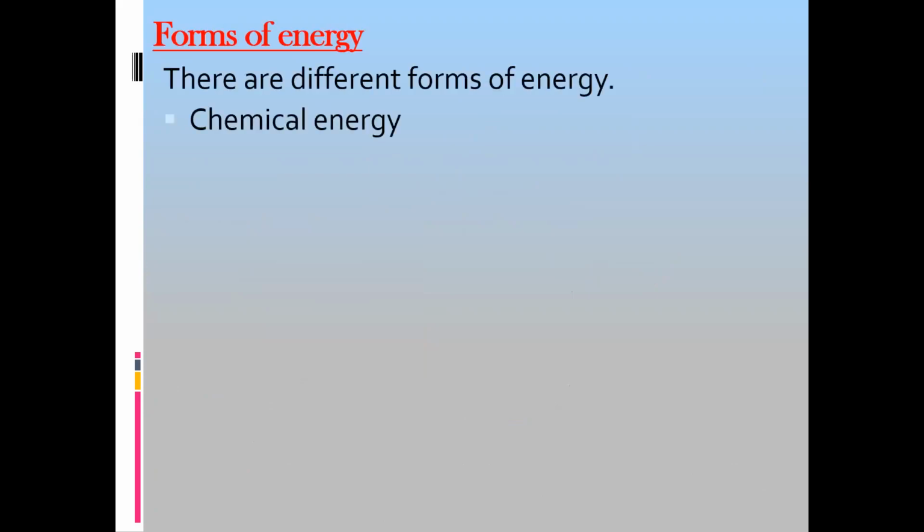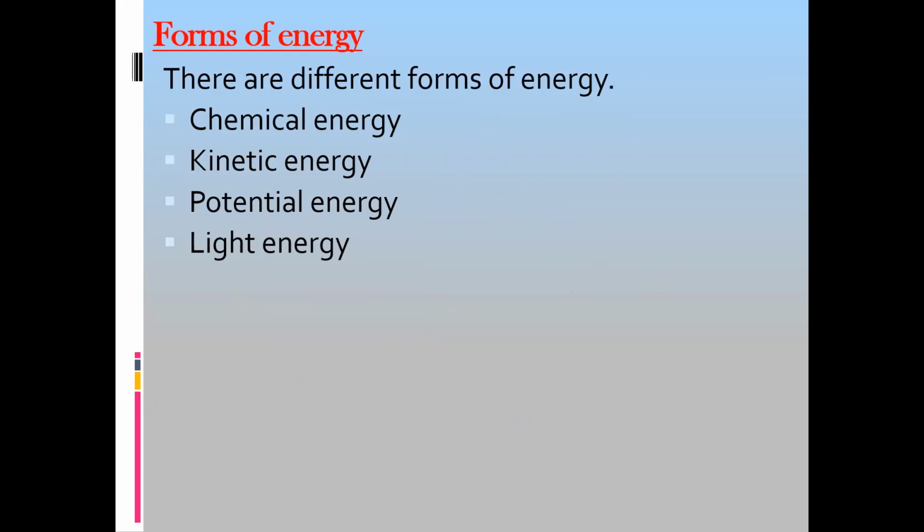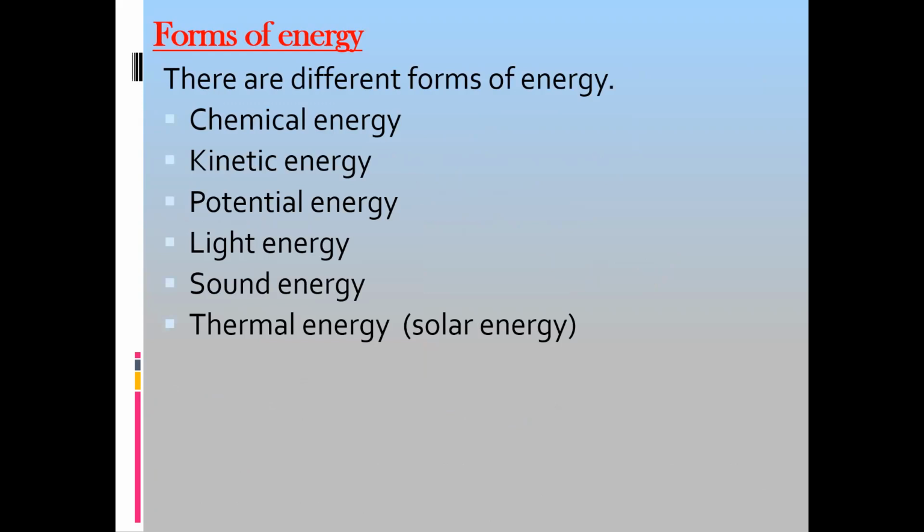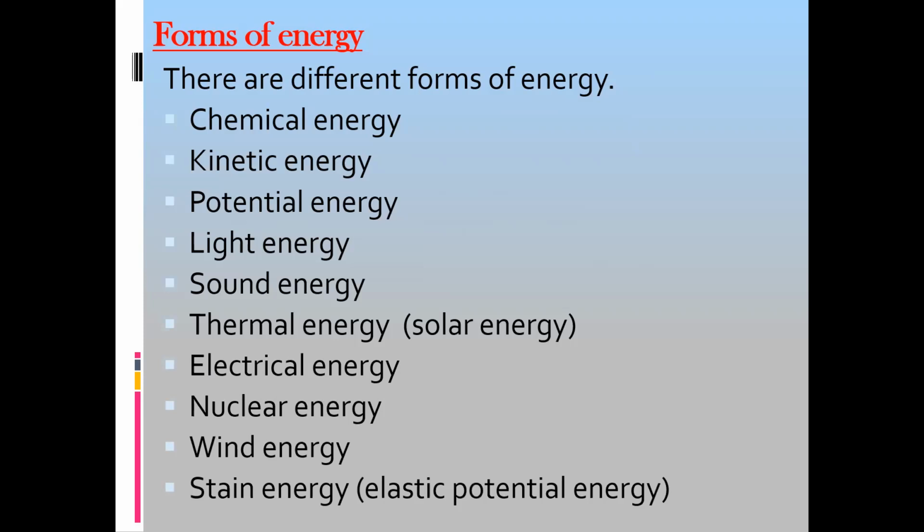It can be chemical energy, kinetic energy, potential energy, light energy, sound energy, thermal energy, solar energy, internal energy or heat energy, electrical energy, nuclear energy, wind energy, and strain energy or elastic strain energy. These are different forms of energies. You just have to know the basic idea of each form of energy. You don't have to learn the formulas except two of them: you will learn the formulas for kinetic and potential. So now we'll discuss each form of energy.